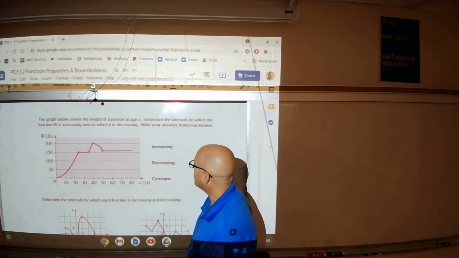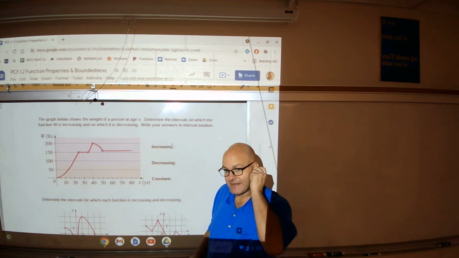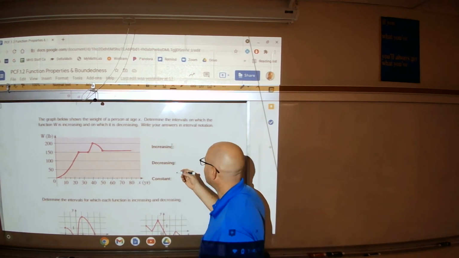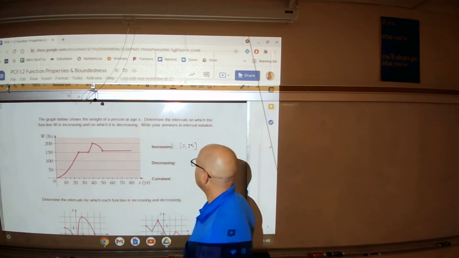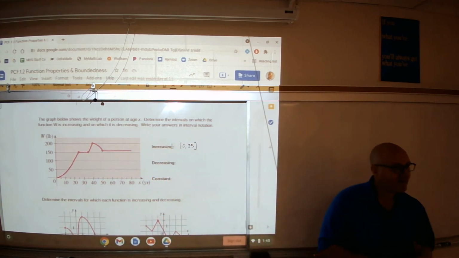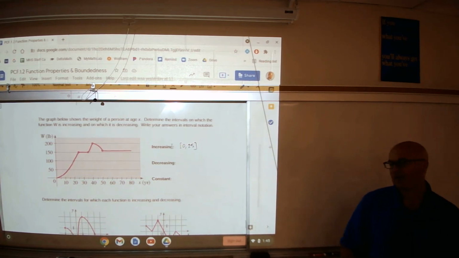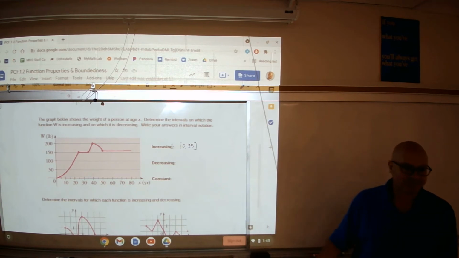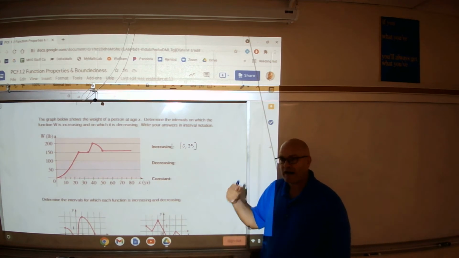So as we look from age 0 to about age 25, it appears to be gaining weight, a person. Just a person, doesn't say who it is. So we're going to say the interval from 0 to 25 would be increasing. Again, on increasing, decreasing, we use brackets. We could talk about why later. It's not super important why, it's just kind of the convention. If you use parentheses, though, I'm not going to count off for it. I'll probably just put a bracket there.